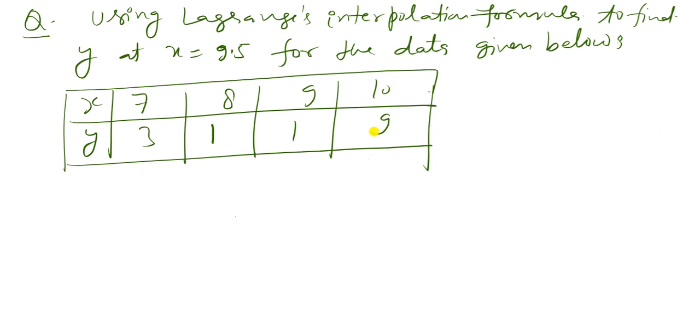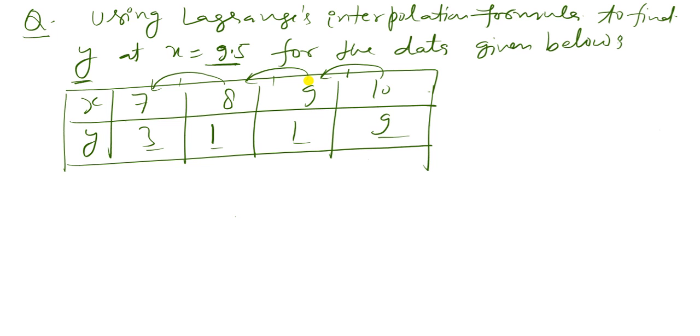Now another question based on the Lagrange interpolation formula. Using the Lagrange interpolation formula, find the value of y at x equal to 9.5 for the data given below. The x arguments are 7, 8, 9, 10 and the y values corresponding to the x arguments are 3, 1, 1, 9. Here the interval differences 8 minus 7 is 1, 9 minus 8 is 1, 10 minus 9 is 1, that is, the interval differences are the same.